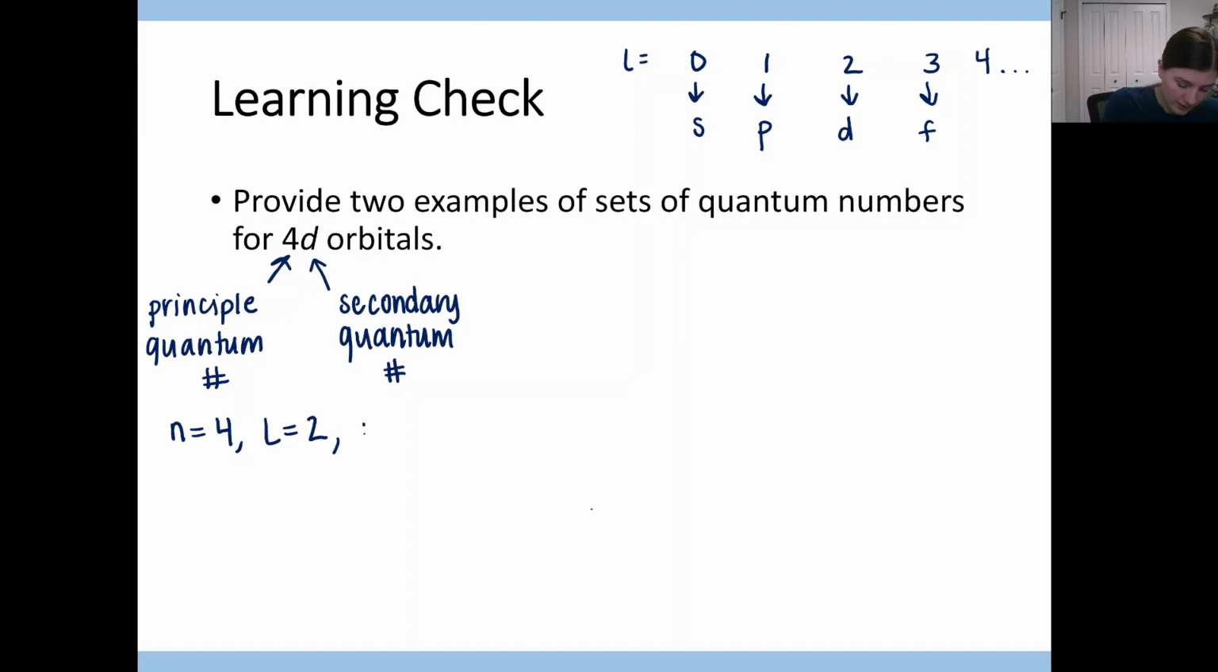Now, ml can equal -2, -1, 0, +1, +2. So we're providing two examples. We don't have any information about what the ml value is, so you could pick any number here between -2 and +2. So I'll pick -1. Why not? And then the ms, the spin, can equal +1/2 or -1/2. So I'll just pick positive.